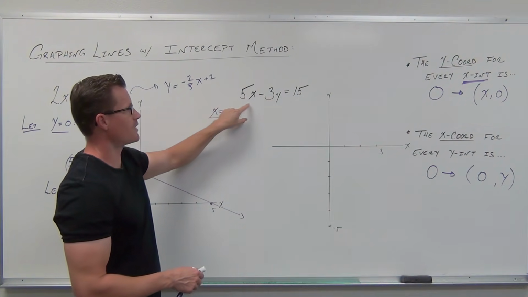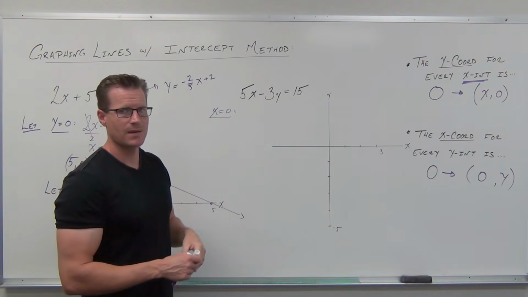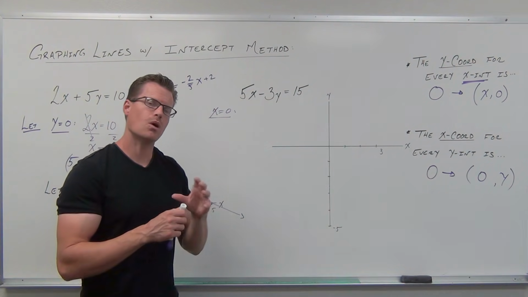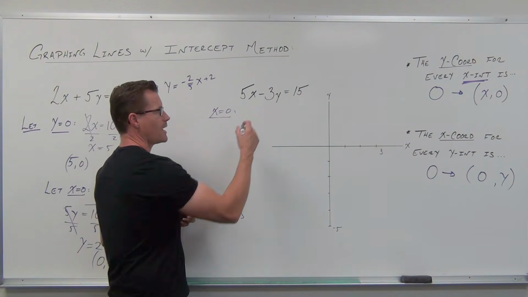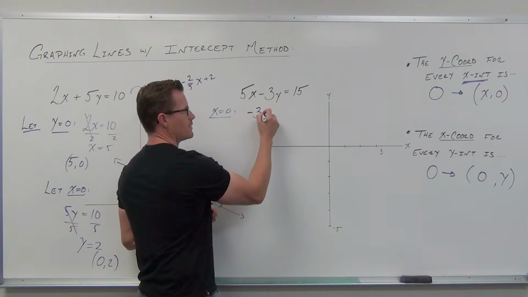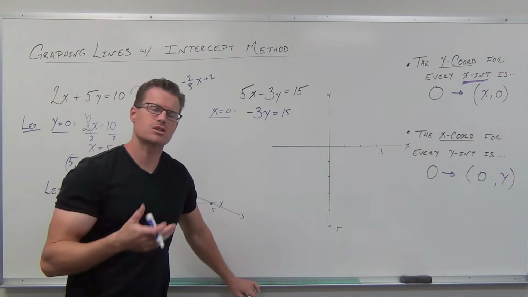If you plug in 0 for x, this becomes 0. 0 minus 3y is negative 3y. You always have to keep the sign in front of your term. So you plug in 0 for x, you're going to get negative 3y equals 15. It's not hard, it's just important.